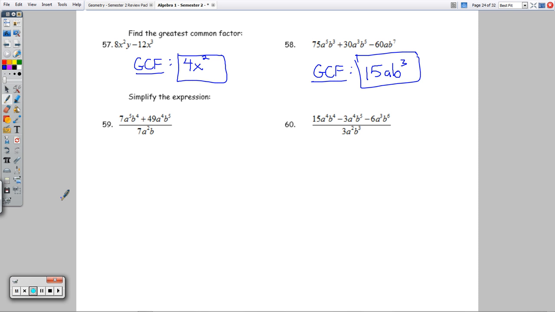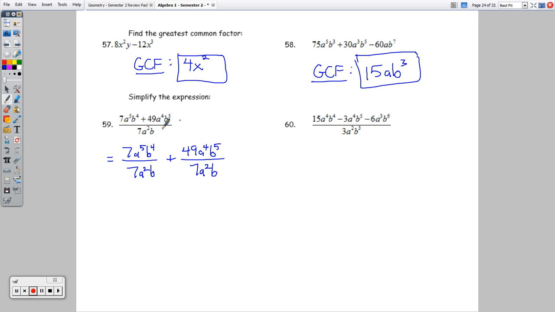59, we're simplifying that expression. So we're dividing each piece really here by 7a squared b. So if I divide 7 by 7, I've got 1. If I divide a to the fifth, and why don't I do this work over here? I'm going to run out of space there otherwise. And I think I'll write it like this first too. So really we've got each piece on the top divided by 7a squared b on the bottom. So this is another way to think of this, and then we can reduce from there.